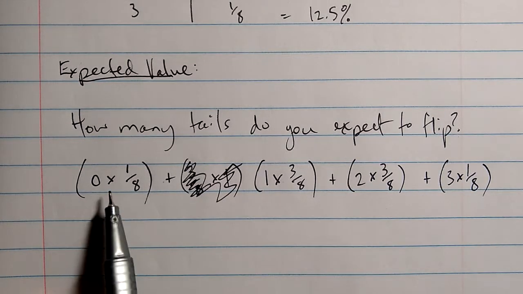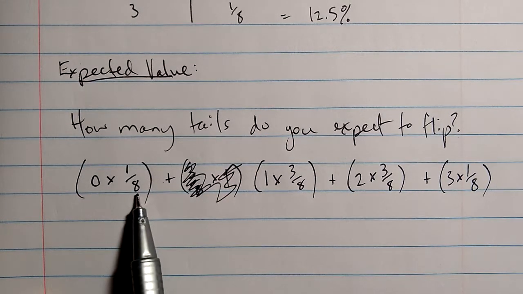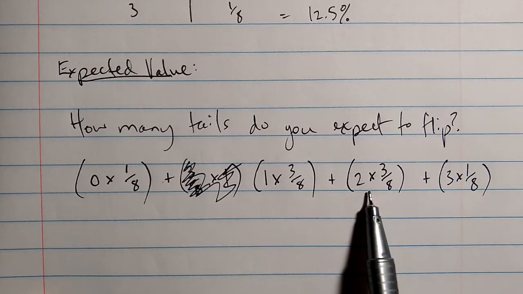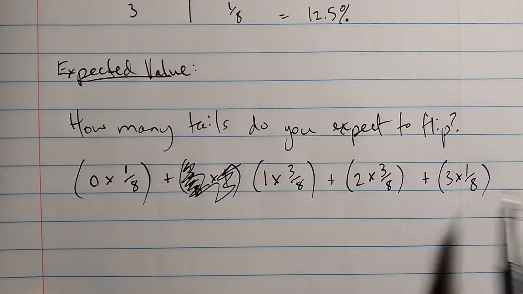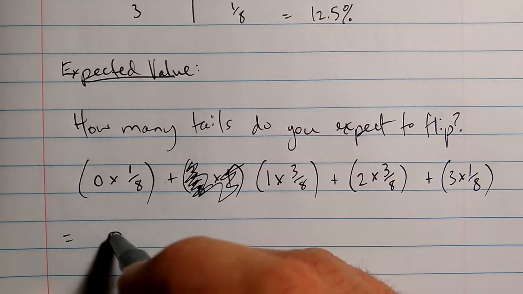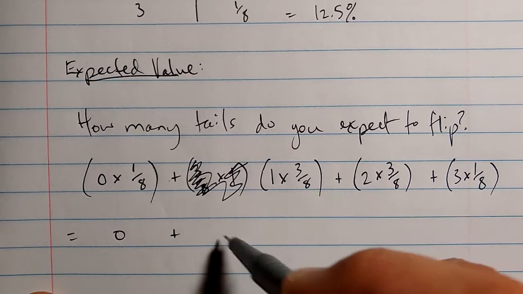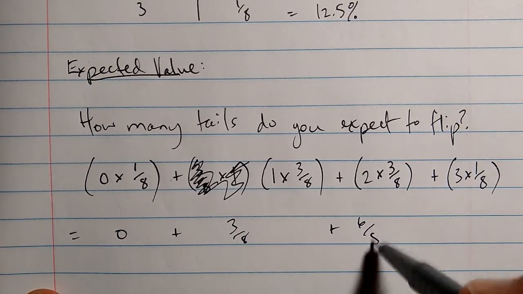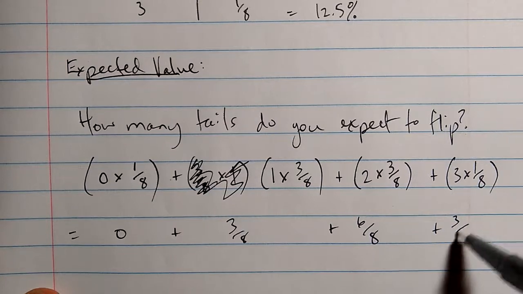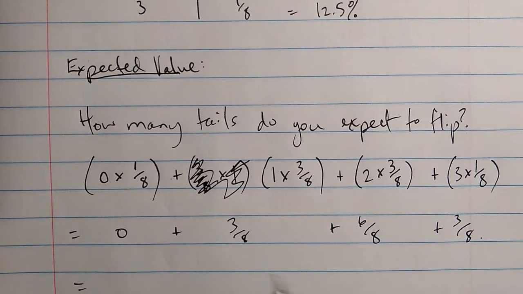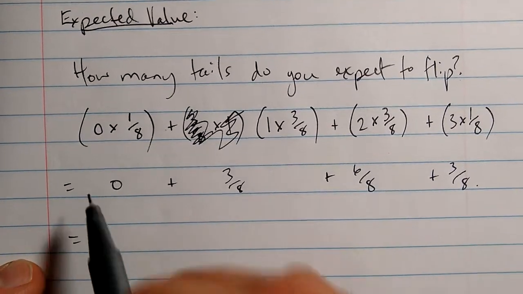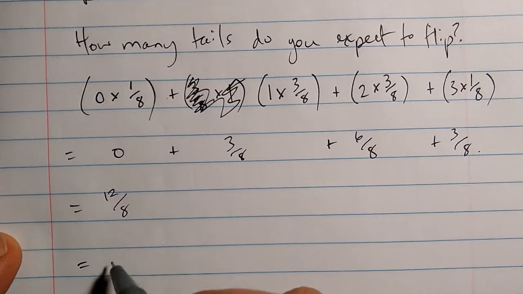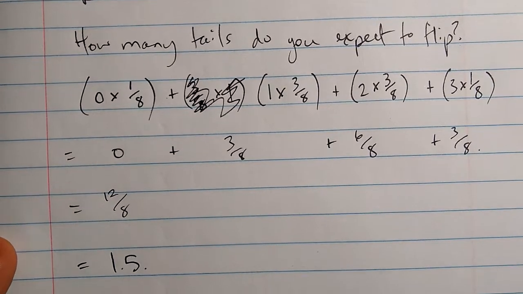So let me just recap here. 0 times an eighth, that's the probability that it occurs. 3/8 of the time we have 1. 1 times 3/8, 2 times 3/8, and 3 times 1/8. So let me just multiply all these. 0 plus 1 times 3/8 is 3/8. 2 times 3/8 is 6/8. And then 3/8 at the end. Well, I already have a common denominator, so let's say that's 12/8. Or, as a decimal, you might like this, 1.5.